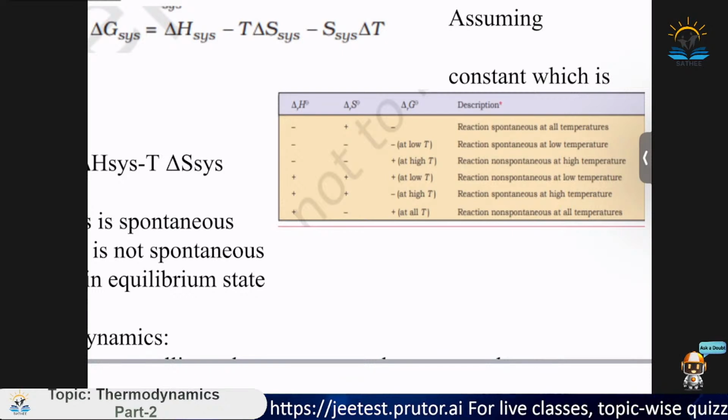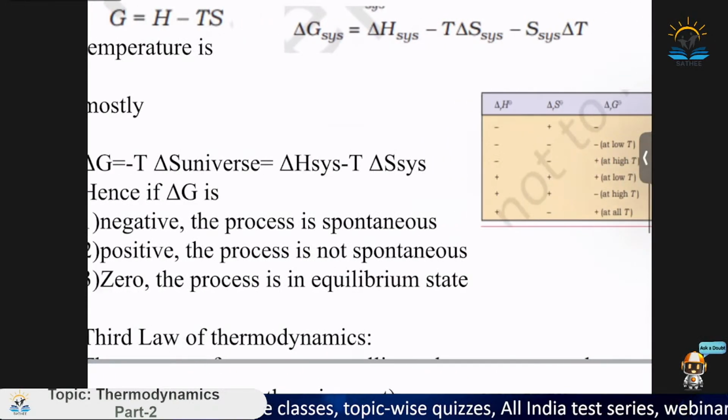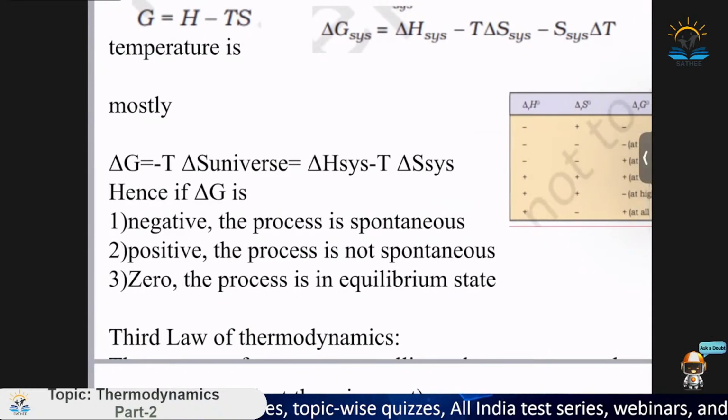Similarly for other cases. Spontaneous at low temperature, and if temperature is increased it will be non-spontaneous. Others are similar too. The third law of thermodynamics got cut off here. I just read that.